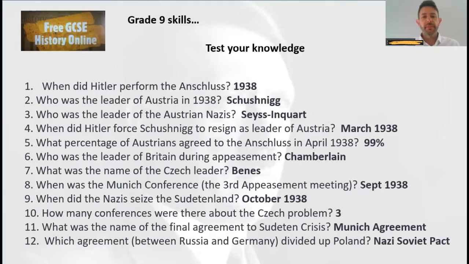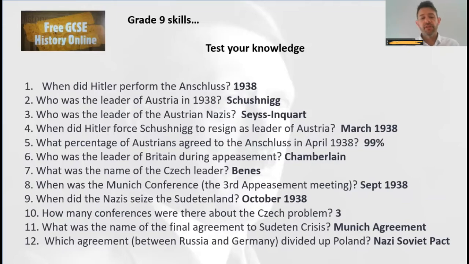And then on to British appeasement and the Munich crisis. So who was the leader of Britain? Chamberlain. Who was the Czech leader? Benes. When was the Munich conference? The third appeasement meeting was called the Munich conference. That was September 1938, and there were 2 meetings before that. And then after the third meeting, the Munich conference, Hitler was allowed to take the Sudetenland, which he did in October 1938.